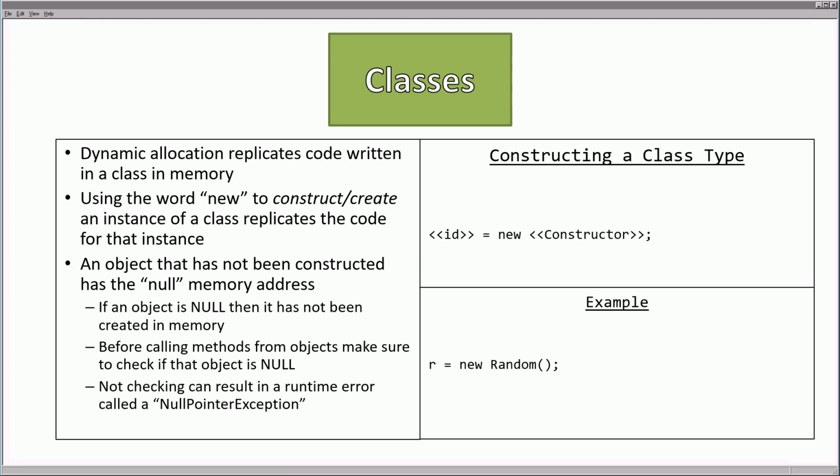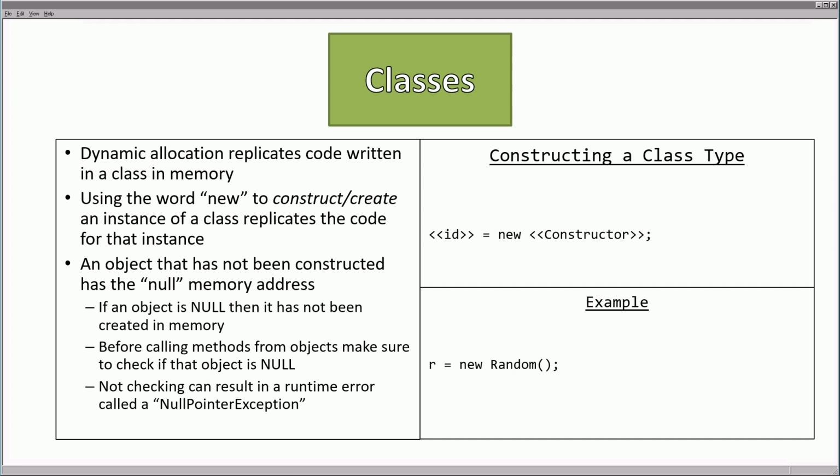Now, an object that has not been constructed has a special kind of memory address that is referred to as null. If an object is null, then it has not been created in memory. Before calling methods from any object, make sure to check if that object is null first. If that object is null and you try to call a method from it, it's going to result in a runtime error called a null pointer exception.